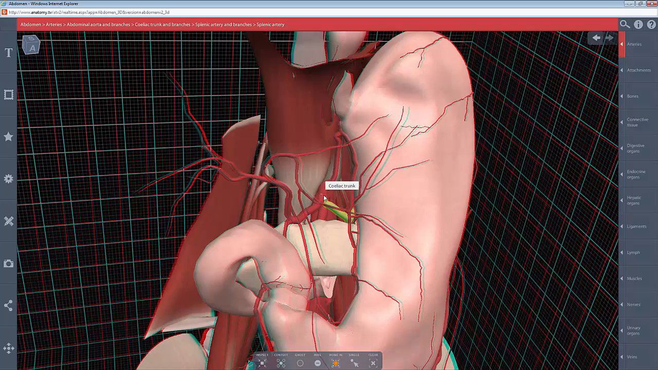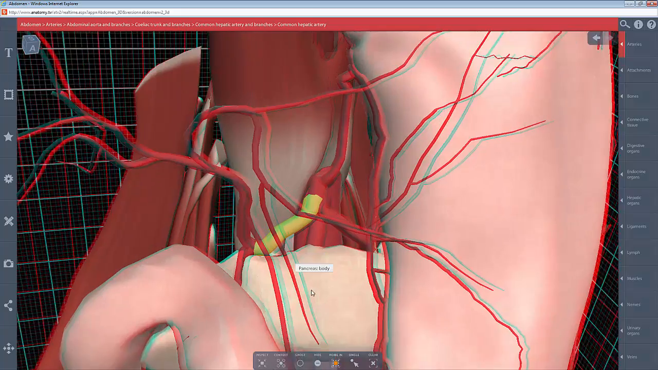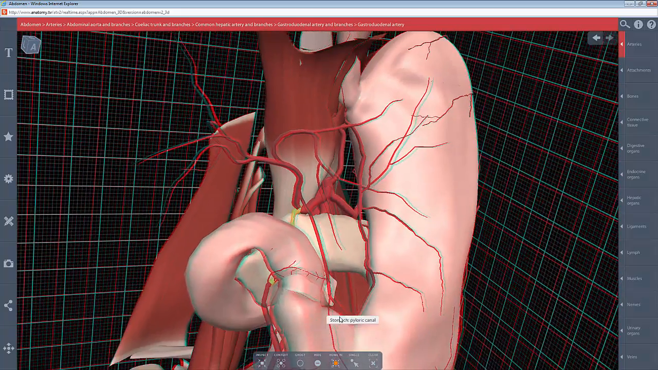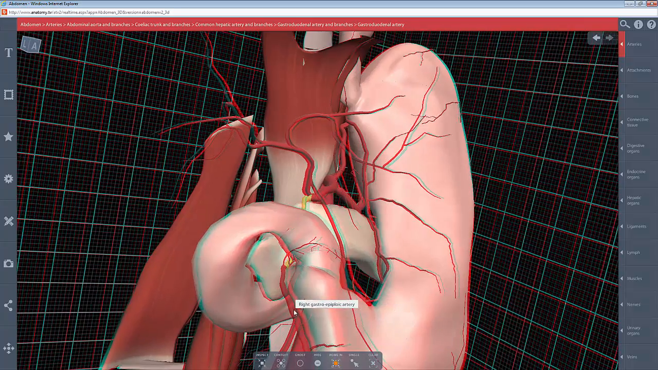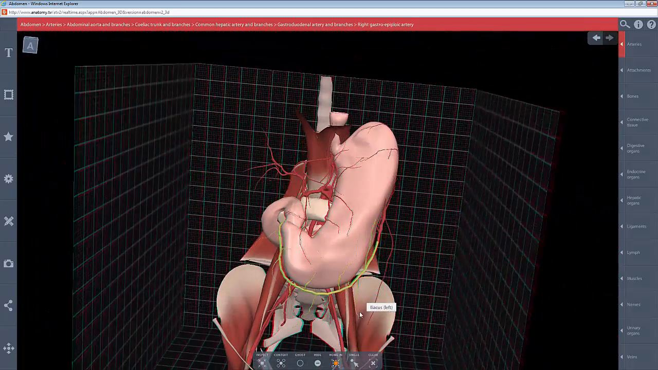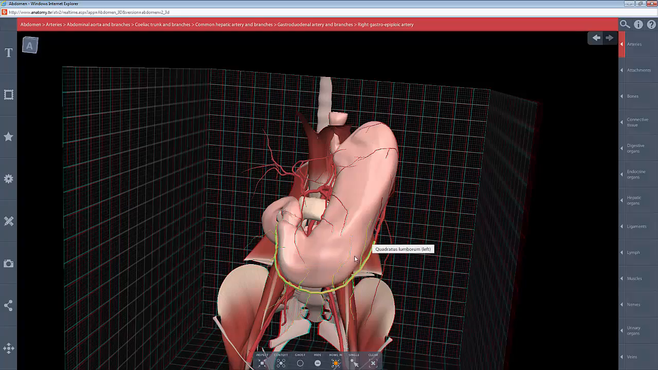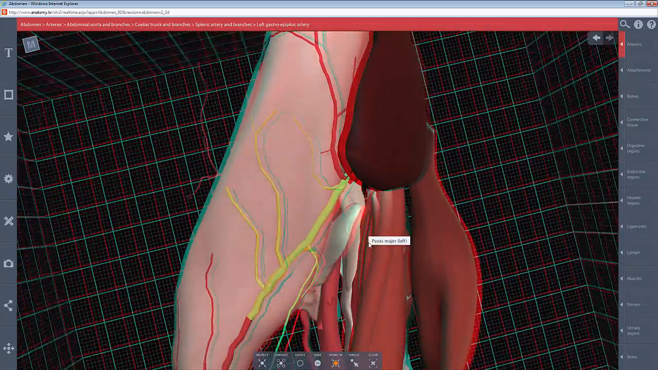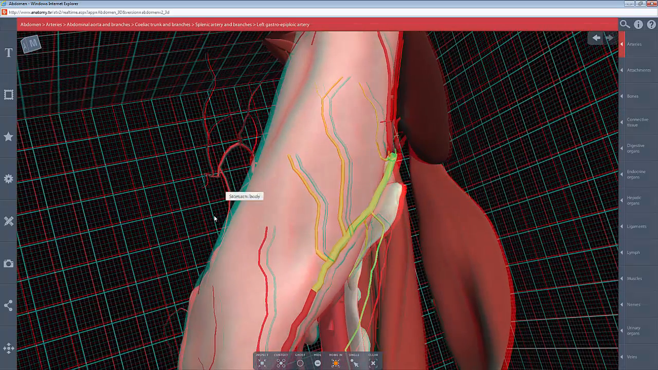Then the rest of the celiac trunk is going to be the common hepatic artery, which then will bifurcate into the descending gastroduodenal artery, which also gives rise to the right gastroepiploic artery, which supplies part of the greater curvature of the stomach, and then anastomoses with the left gastroepiploic, or also called gastroomental artery, which in itself is actually a branch off of the splenic artery.